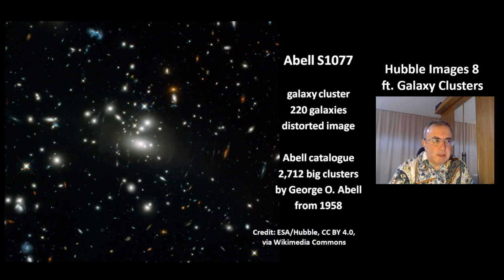This is a picture of the cluster Abell S1077. It contains 220 galaxies, and you can see the images distorted. For example, here. The Abell catalog was made by George O. Abell in 1958, and it contained 2,712 big clusters.